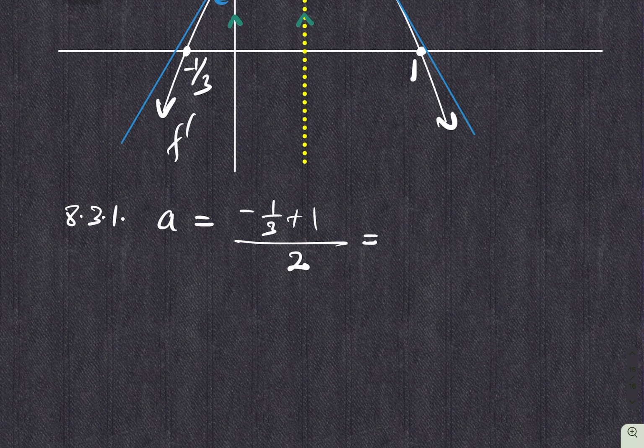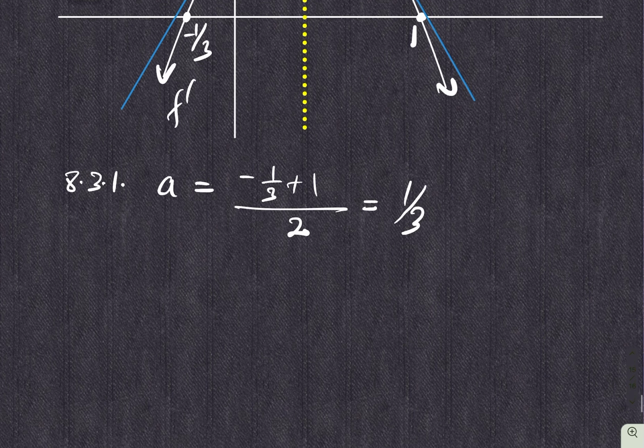That should really suffice. You must be very careful there. That is 1/3. Let me verify. Negative 1/3 plus 1 is 2/3. Divide by 2, that is 1/3.